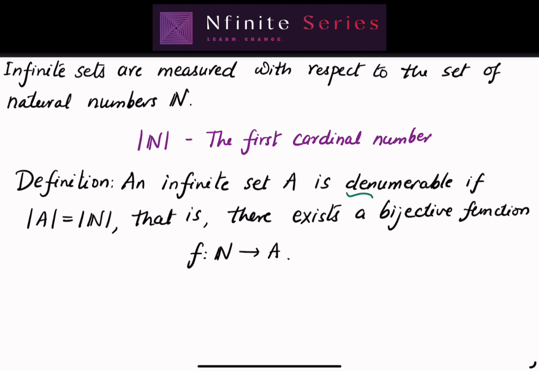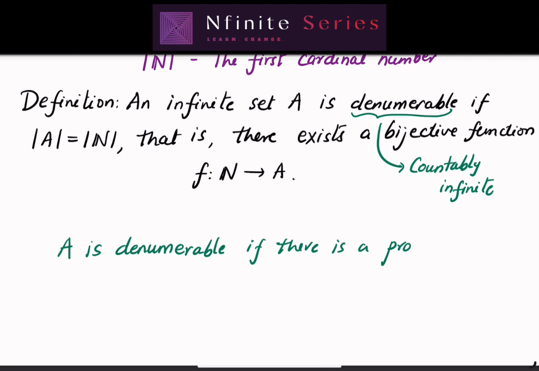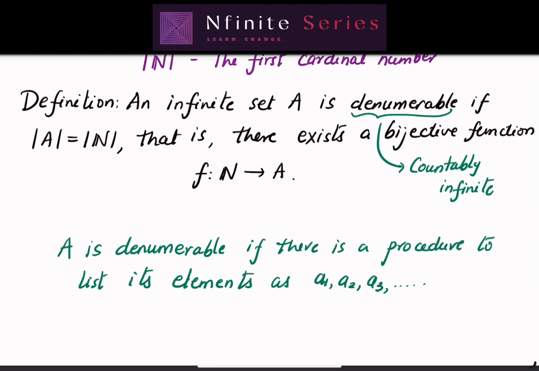Now this word denumerable means that the set A is countable as well as infinite, which is also called countably infinite. This definition tells us that an infinite set is denumerable if you can count its elements, meaning A is denumerable if there is a procedure to list its elements as A1, A2, A3, and so on. Very nice. Moving on.